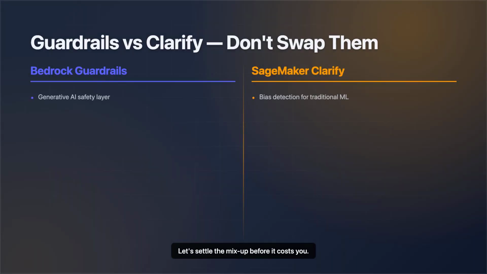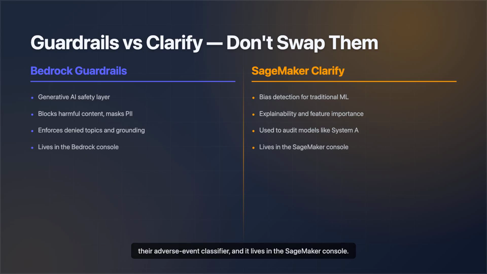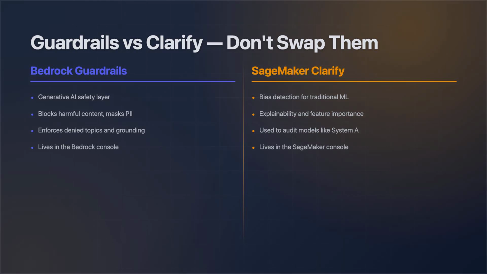Let's settle the mix-up before it costs you. Bedrock Guardrails, on the left, is a generative AI safety layer. It blocks harmful content, masks PII, enforces denied topics and grounding, and it lives in the Bedrock console. SageMaker Clarify, on the right, is a completely different tool. It detects bias in traditional machine learning models and gives you explainability and feature importance. It's what Beacon Labs uses to audit System A, their adverse event classifier, and it lives in the SageMaker console. The clean separator: Guardrails guards generative output, Clarify inspects traditional models for bias.